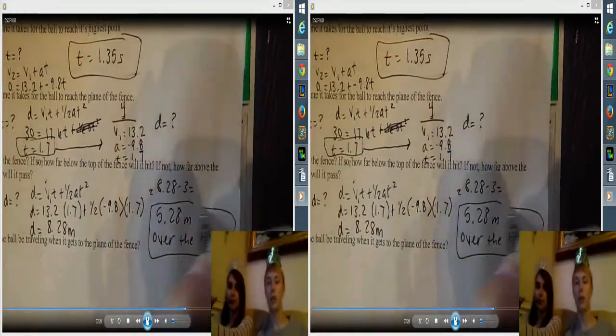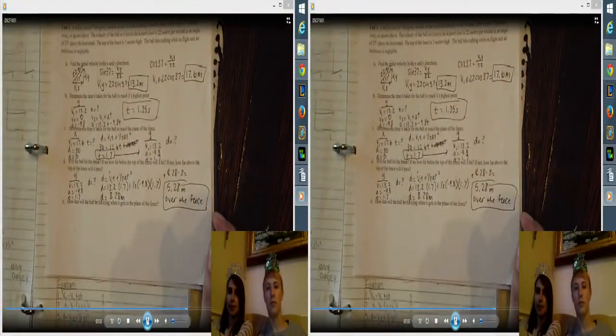Pro maneuver. Okay, let's get more camera on you. 5.28 meters over the fence. Alright, last part. Almost done. Okay. Ashley, just start writing.